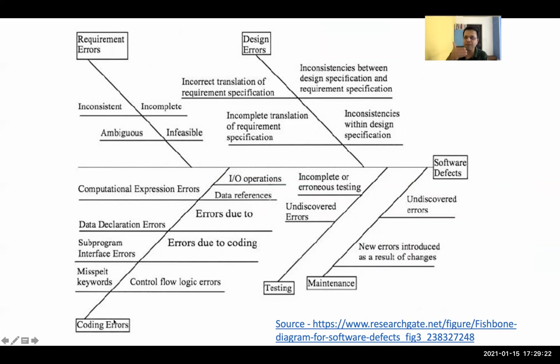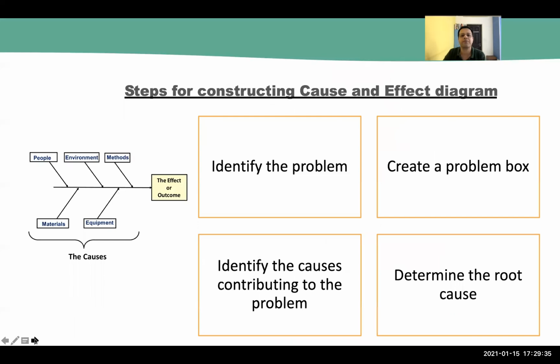And each one of them, they've broken it down further. Let's say it's because of testing: undiscovered errors, incomplete or erroneous testing, or design errors, requirement errors. And this way, it helps them to crack the whole thing. The steps for constructing a cause and effect diagram: identify the problem, which is the head of the fish, and then create that problem box, and then cause and contributing and determining the root.